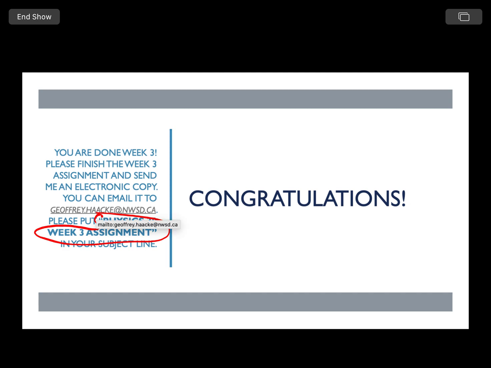Please do me one small favor though, if you are taking pictures of it to send to me, if you could make sure that they're all rotated so that way I don't have to tilt my head to the side. It just makes marking it just a touch bit easier.